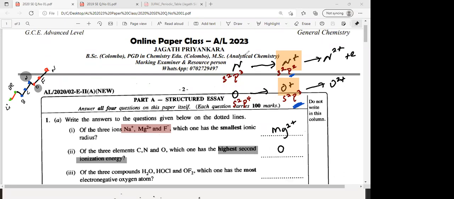Yeah, okay, Chaniti, I corrected that, right? Since it's the second ionization, yeah, correct. Right. I explained that. Then part 3, what is the answer? Three compounds, which one has the most electronegative oxygen atom? Shall I read the first part? If you have any question on part 1 and 2, you can ask on chat. No issues, I'll explain again.